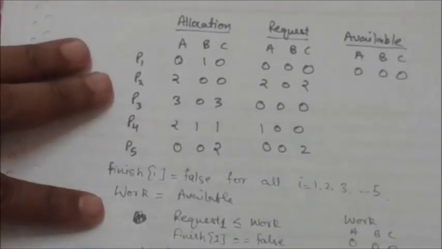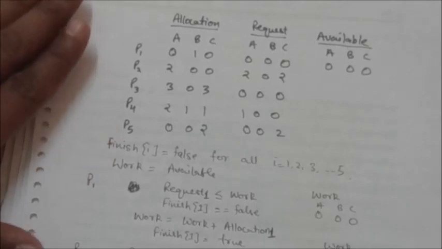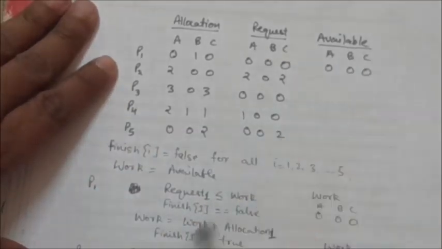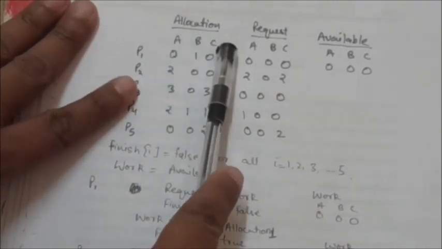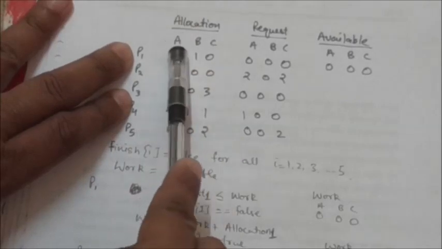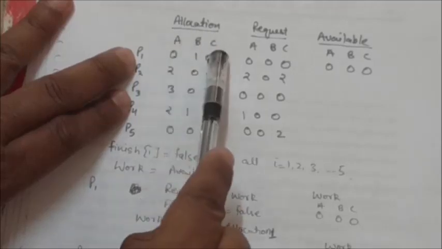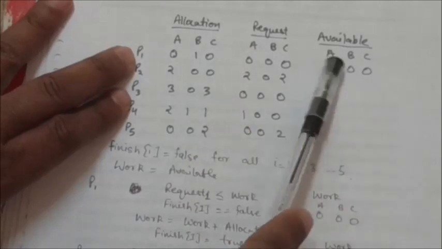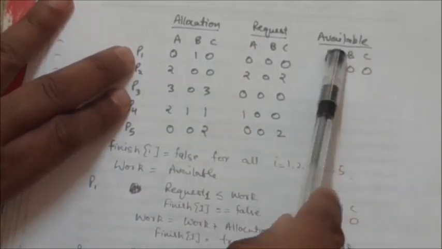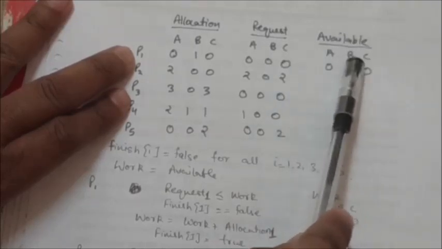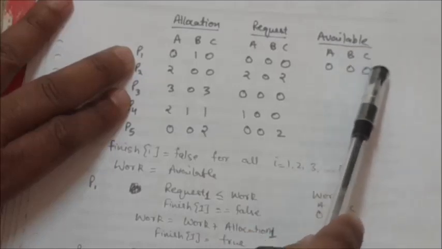Now consider that there are 5 processes in the system: P1, P2, P3, P4, P5. This is the Allocation matrix, this is the Request matrix, and this is the Available vector. There are 3 resource types A, B, C. Process P1 is allocated 0 instances of resource type A, 1 instance of resource type B, and 0 instances of resource type C. In the Available vector, there is no free instance of resource type A, B, or C.